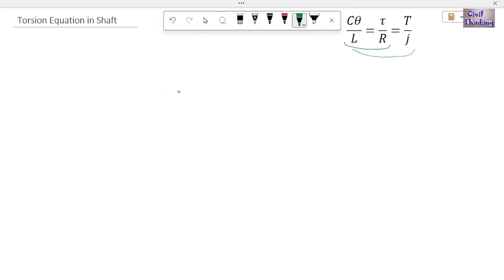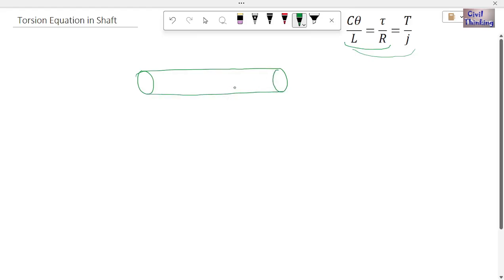Now let us consider a shaft. Let us say it is fixed here and free here. Now you apply a tangential force F. As I told you in my previous class, when you apply a tangential force F, there will be torsion, that is, twisting in this shaft.